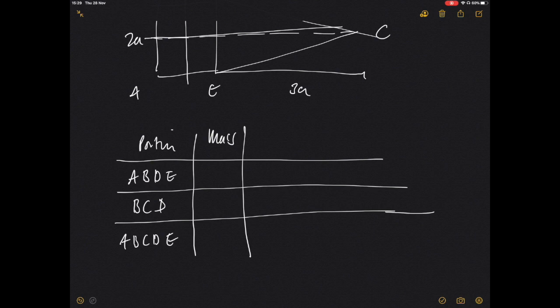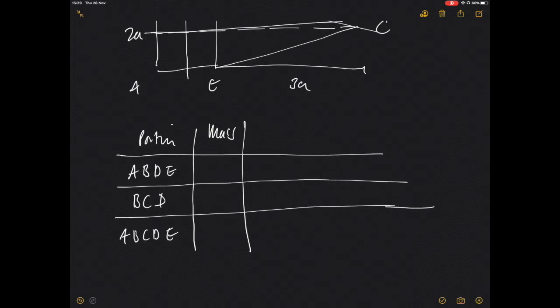So we have our mass here. From our first point, it would be 4a squared rho, and for BCD, the area of a triangle is equal to half times the base times the height. We know the base and we know the height. Half times the base, we'll make it simple, so it'd be 1 times 3. So that'd be 3a squared rho. For A, B, C, D, we'd add these up and we'll get 7a squared rho.